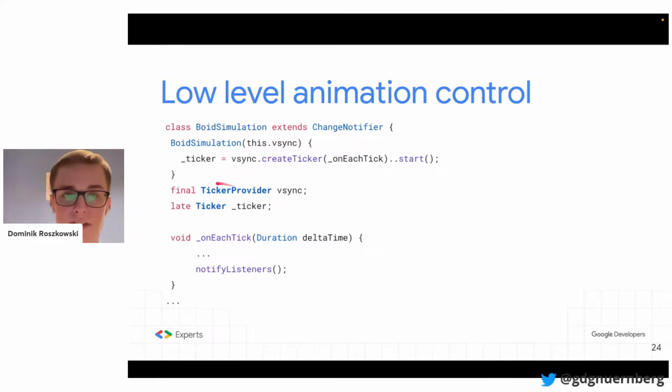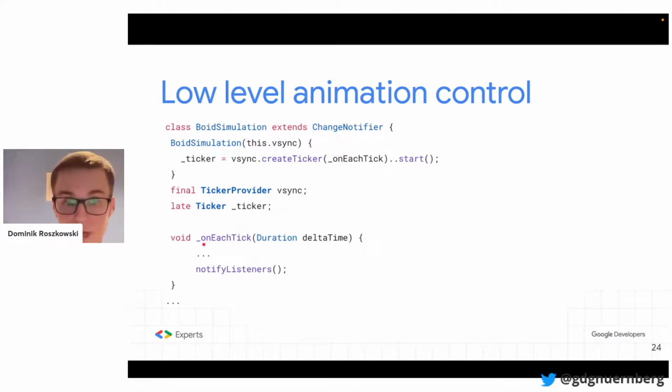So vsync in our case is just a ticker provider. You remember SingleTickerProviderStateMixin or TickerProviderStateMixin. We just pass here this class that will tell us when a new frame gets built by Flutter. So what I have here is that I'm assigning the ticker variable by calling createTicker on our vsync, or on our ticker provider, and then I'm passing the callback on each tick. And then I'm just calling start. So I'm telling this ticker, hey, now start ticking, and every tick I will be notified here.